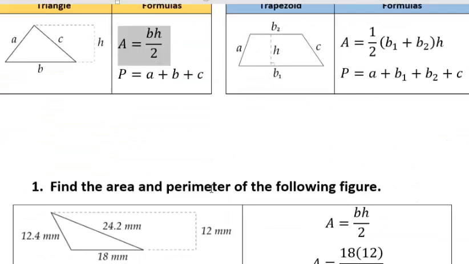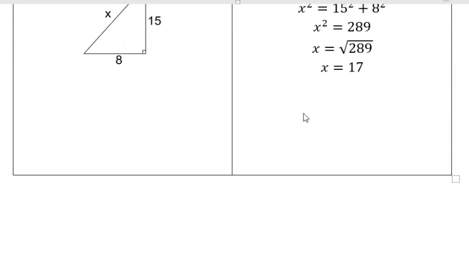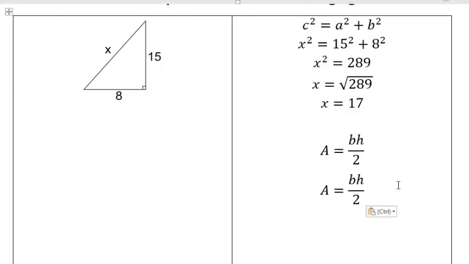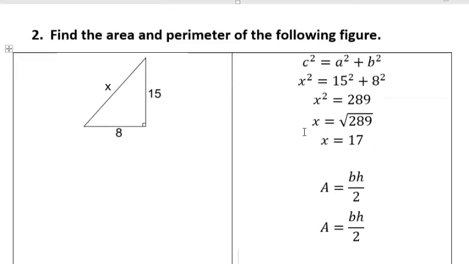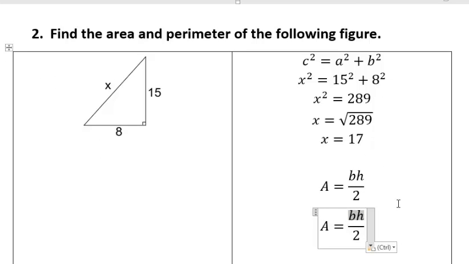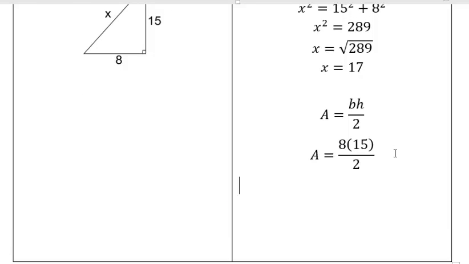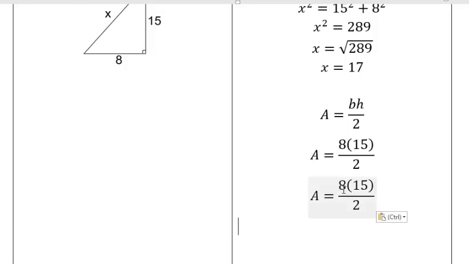First, I'm going to find the area of the triangle. Remember, I'm asked to find both area and perimeter in this case. So I'm going to use first the formula for area, then the formula for perimeter. What is the base in here? Instead of b, I'm going to put 8 because 8 is the base. Instead of h, I'm going to put 15 because 15 is the height. So I just need to multiply 8 times 15 divided by 2. That will give me 60. So the area will be 60.